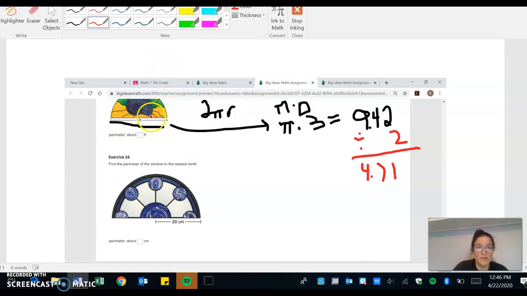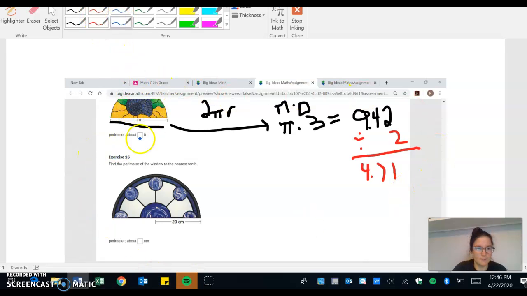Again, we're given diameter, so we do pi times diameter, which is pi times 3. 3.14 times 3 is 9.42. But since it's not a whole circle, it's a half, it's cut in half, you have to divide this by 2, which is 4.71. Okay, so that's for number 15.